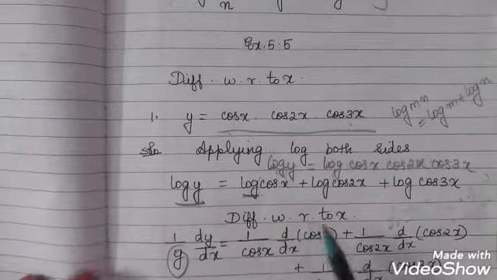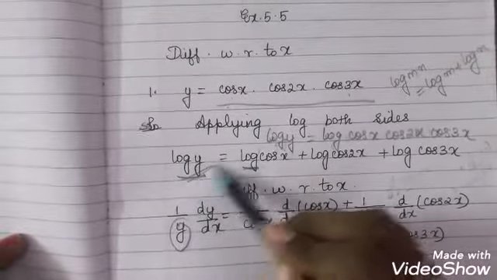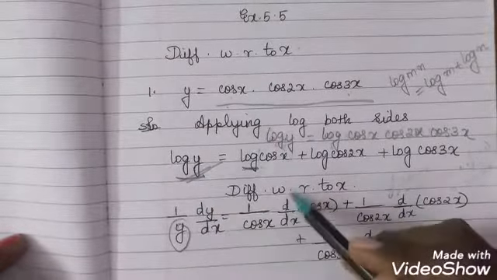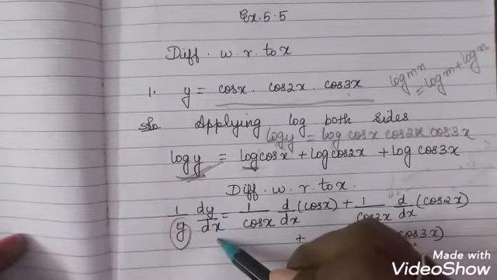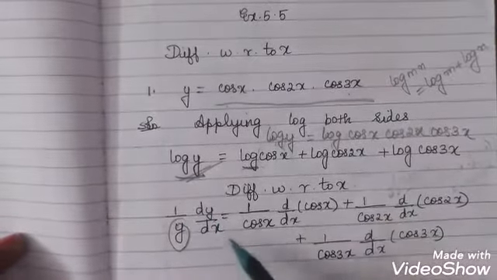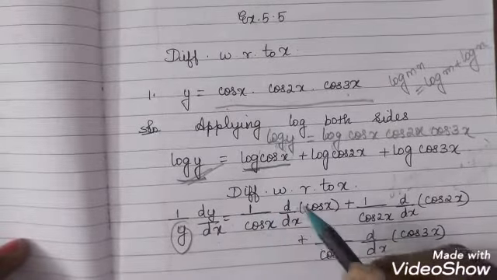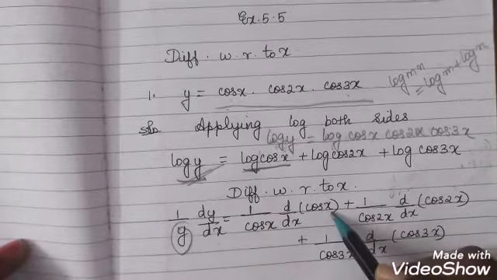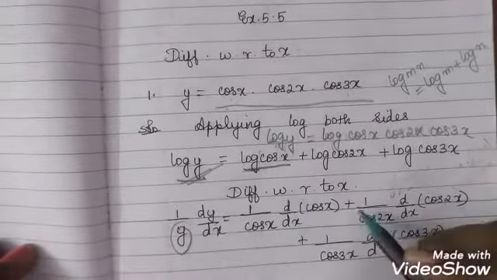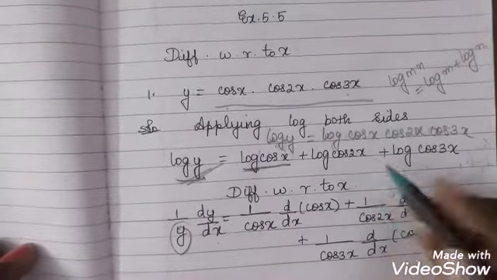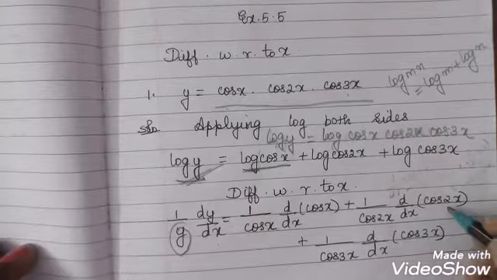Now differentiating it with respect to x, what will you get here? When you differentiate log y, y is a function of x. Remember the implicit part we did? It's 1 by y into dy by dx equal to, what is the differentiation of log cos x? It is 1 by cos x into d by dx of cos x. We are using the chain rule here. Plus log of cos 2x: its differentiation is 1 by cos 2x into d by dx of cos 2x.